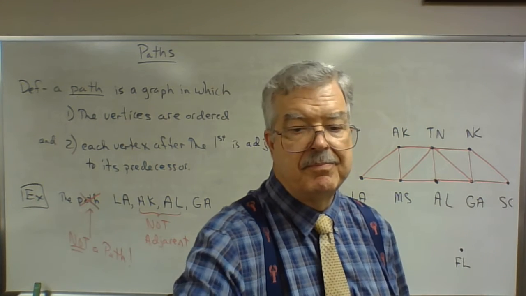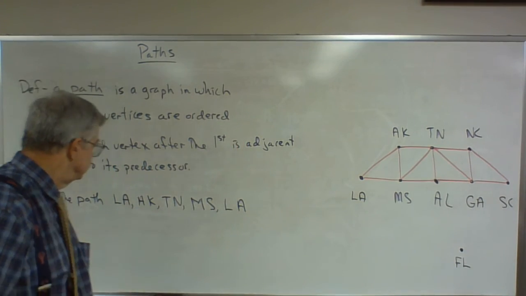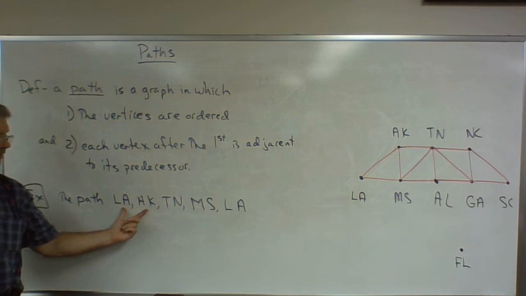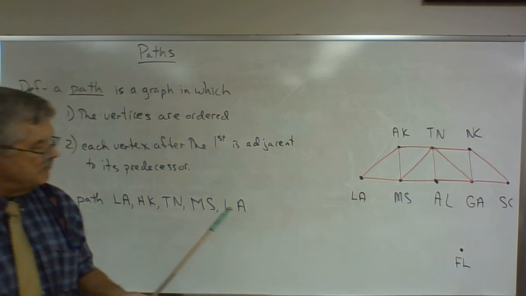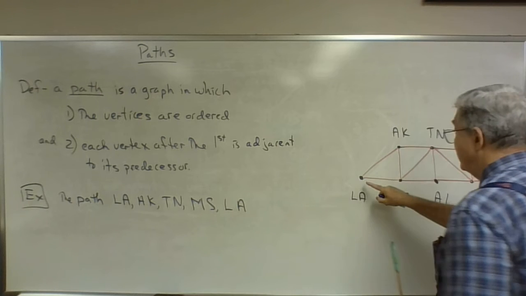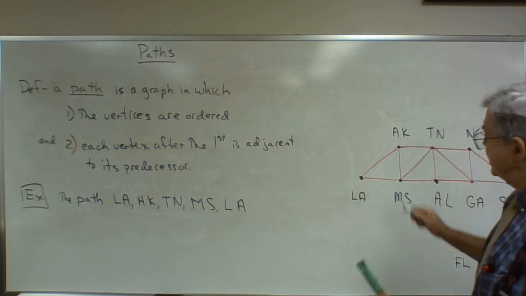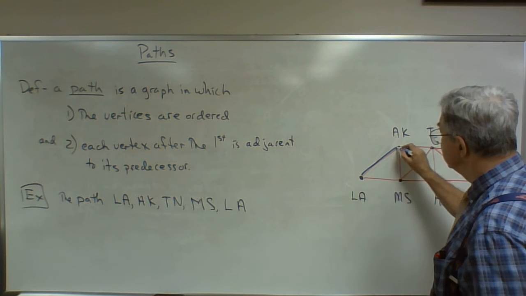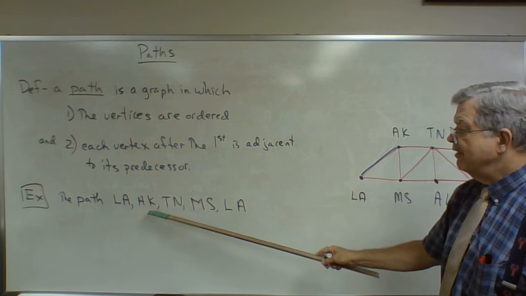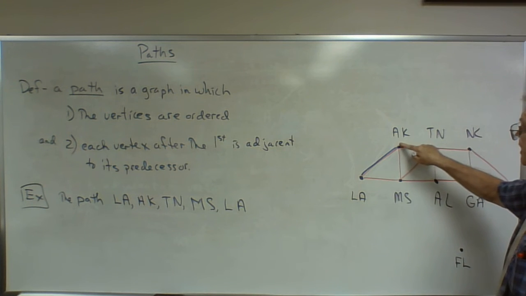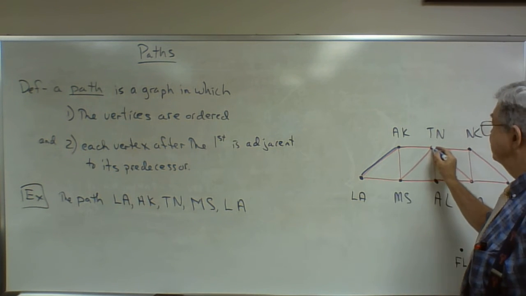Let's do some more. Let's consider the path Louisiana, Arkansas, Tennessee, Mississippi, Louisiana. Louisiana and Arkansas, are they adjacent? They are indeed. Arkansas is adjacent to its predecessor, Louisiana. So here's the first leg of our path. Then we go from Arkansas to Tennessee. Is Tennessee adjacent to its predecessor, Arkansas? It sure is.